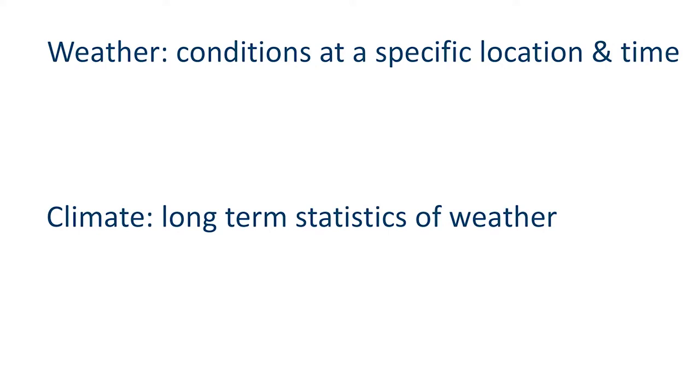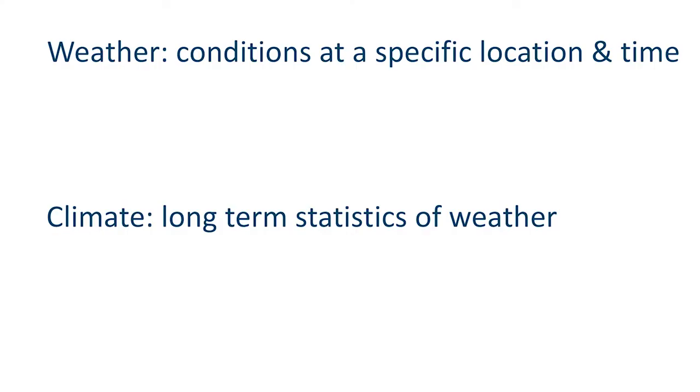And the most basic one is just the difference between weather and climate. We all know this already, so this is kind of review. Weather is the conditions at a specific location and time, and climate is the long-term statistics of weather. A nice saying for this is the weather is what you put on for the day in terms of clothing, and climate is what you have in your closet.